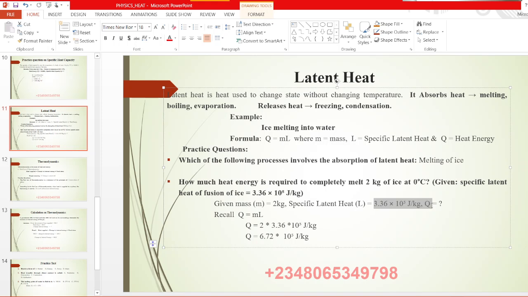We should find the heat energy. We are asked to find Q. So you are just going to input it there. 2 represents the mass, and you are going to be given the value of the specific latent heat. Don't assume, and don't bother yourself about this. You are given 3.36 times 10 raised to 5 joules per kilogram, and the heat energy required to melt 2 kg of ice at 0 degrees Celsius will now be 6.72 times 10 raised to 5 joules.